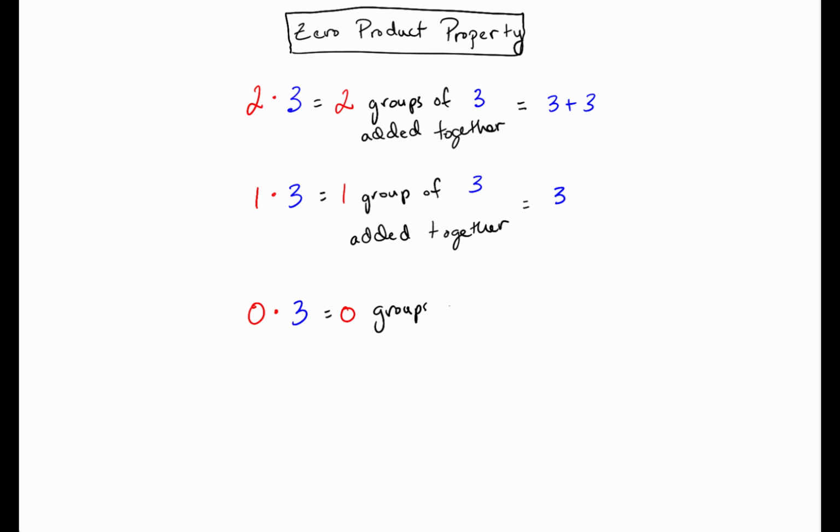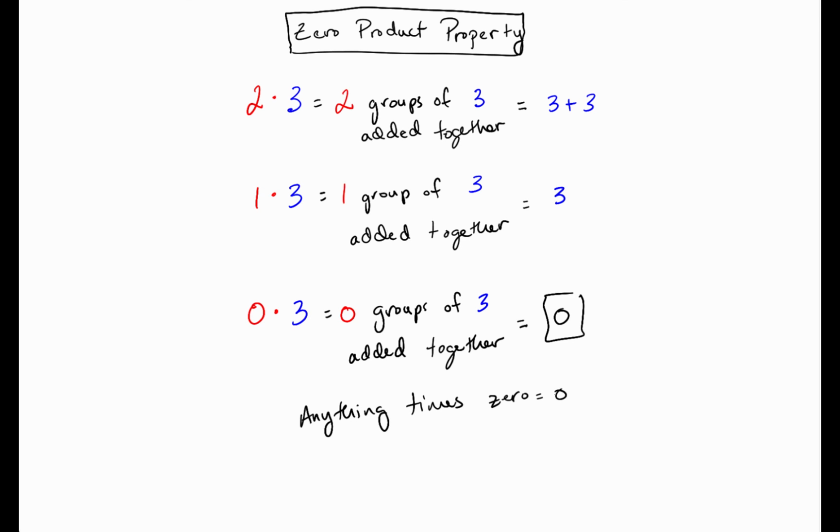Hopefully you see where this is going. When we do 0 times 3, that's going to equal 0 groups of 3 being added together, which of course would just be 0. So what we're saying is anything times 0 is just equal to 0.